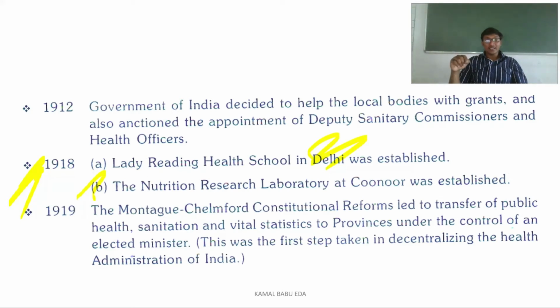And in the year 1919, if you see here, the Montagu-Chelmsford constitutional reforms led to the transfer of public health, sanitation and vital statistics to the provinces under the control of an elected minister. This was the first step taken in decentralizing the health administration of India. They created a separate department, and in that department they had an elected minister. So in 1919, the Montagu-Chelmsford reforms led to the transfer of public health, sanitation and vital statistics to the provinces, under the elected minister.